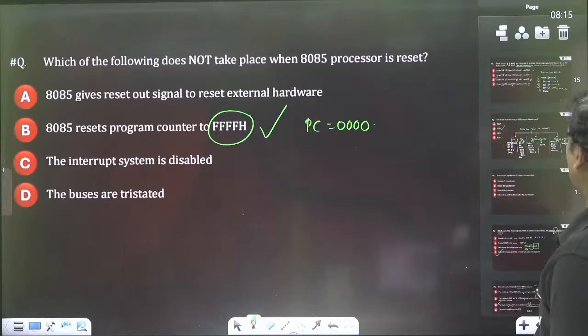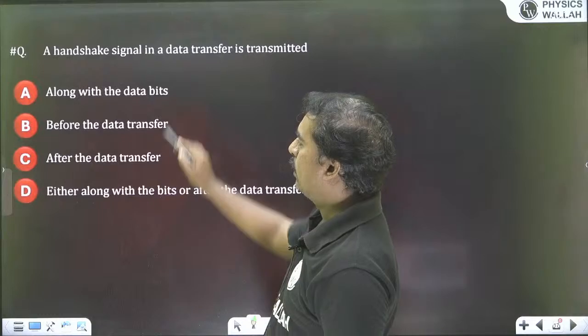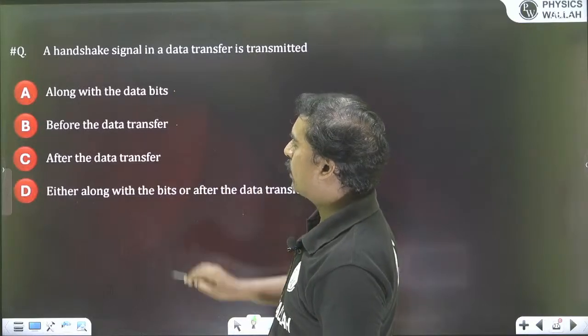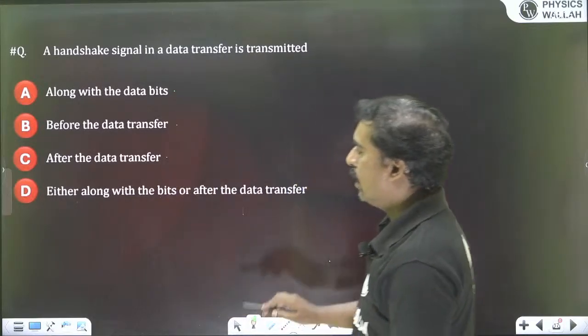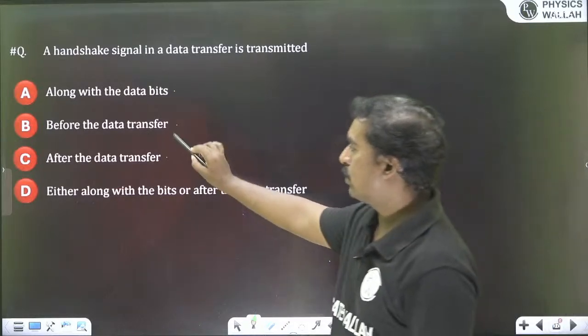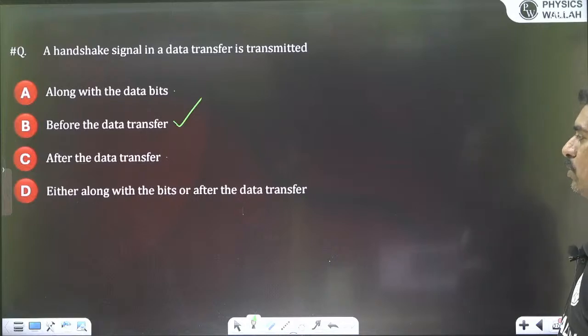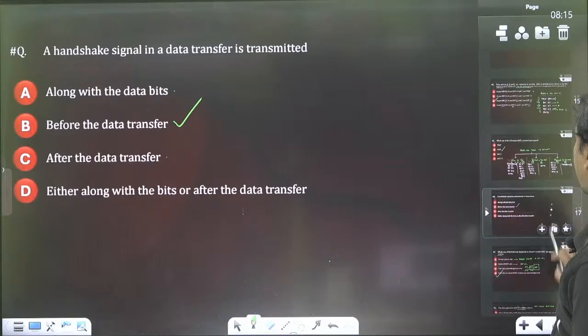Sure. Next, handshake signals in a data transfer are transmitted along with the data bits, before the data transfer, after the data transfer, or either along with the bits or after the data transfer. So before the data transfer is the right answer. Handshake signals are generally before the data transfer. Next.